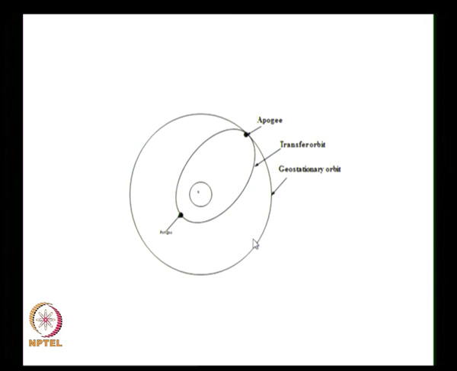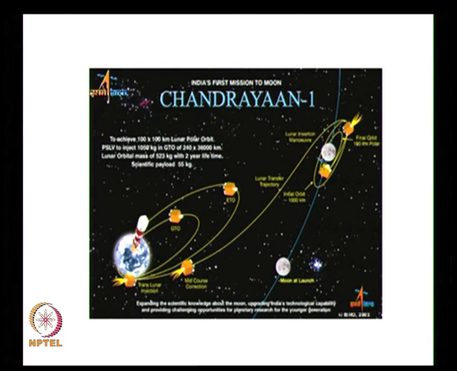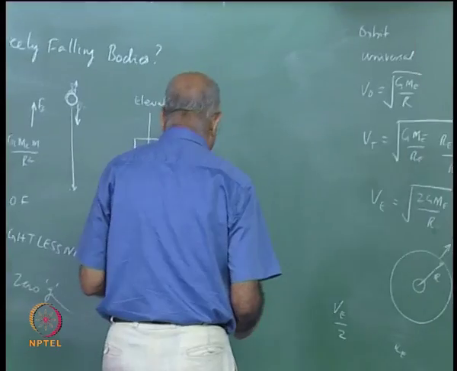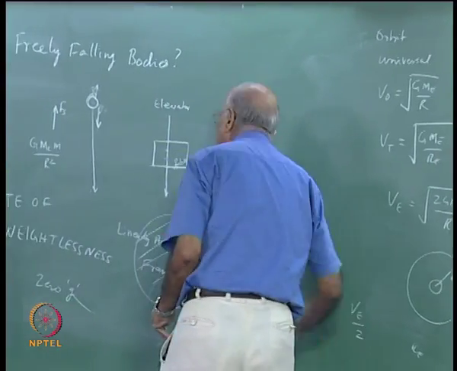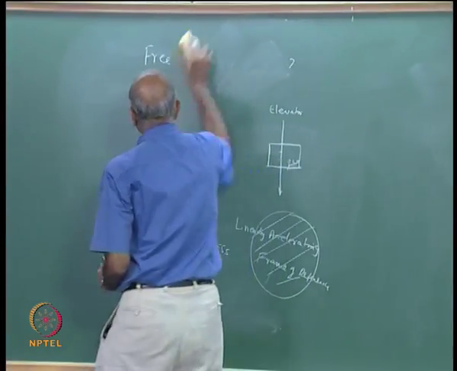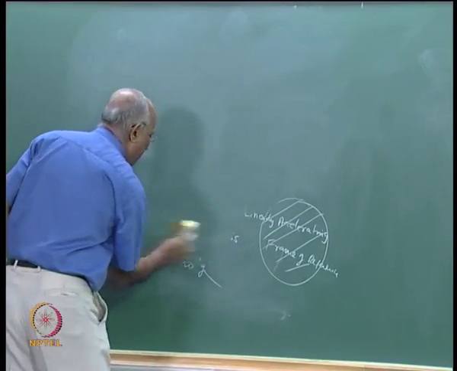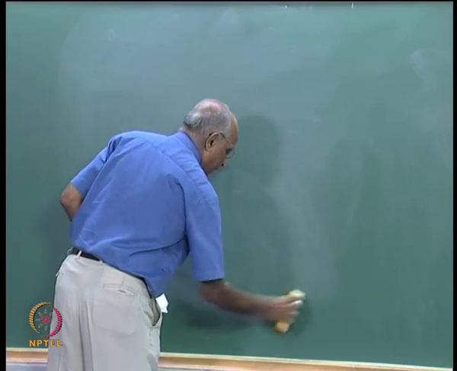Well, these are the different orbits and it is time for us to do a problem, and I take a problem which is related to a recent rocket. You know, a person by the name Sir Richard Branson. I thought let us do a problem which has some practical relevance.